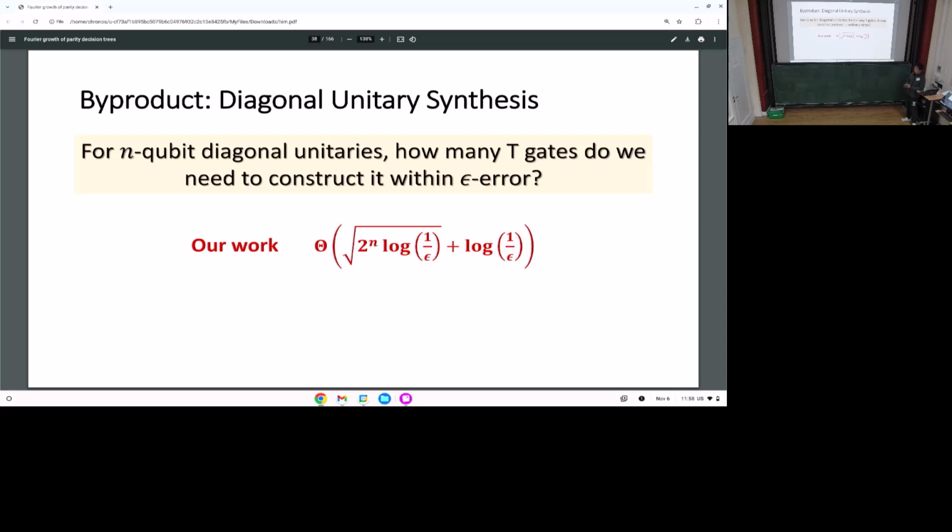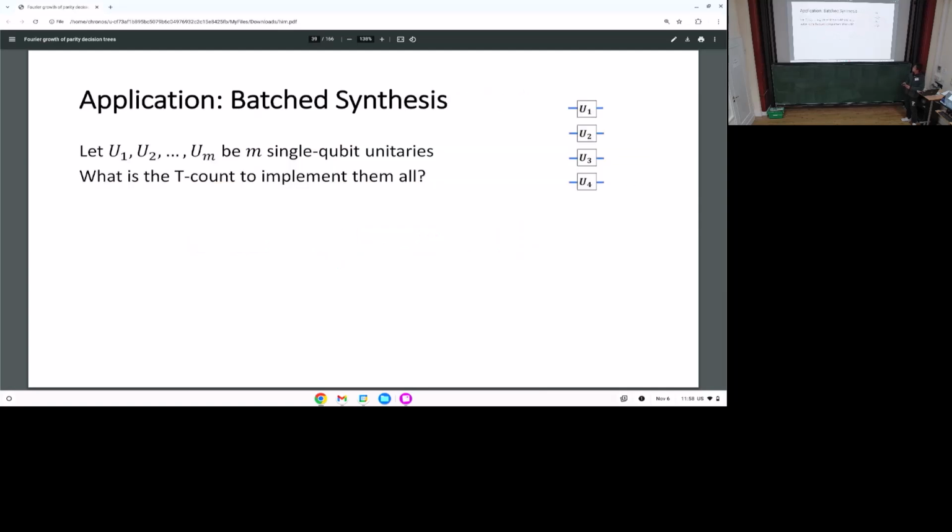Okay, so this is the T count for diagonal unitary. And what are the interesting things I mentioned? So this is an application called batch synthesis. Imagine you have a bunch of single-qubit unitaries, U1, U2 up to UM, and your goal is to implement all of them. So here is the circuit. On the first wire, you apply U1, on the second wire, apply U2, and up to the m-th wire. So this is a depth-1 circuit.